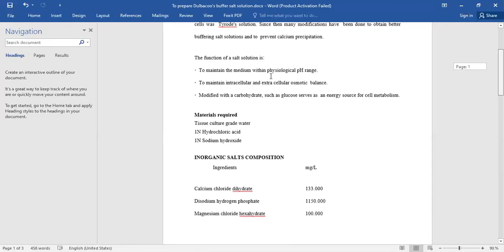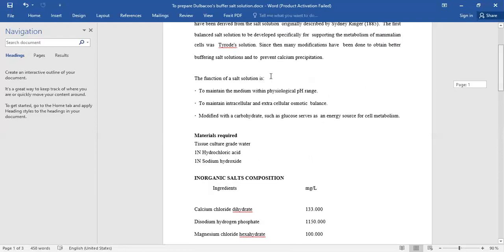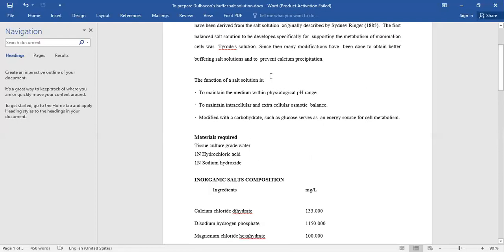Okay, some salts are added to the balanced salt solution. So what is the function? It is used to maintain the medium's physiological pH range. It maintains the pH of the media. Okay, and it maintains the intracellular and extracellular osmotic balance of the cells. It can be modified with a carbohydrate such as glucose. Okay, it is added in combination with some carbohydrate also. So these salt solutions are a very big source.